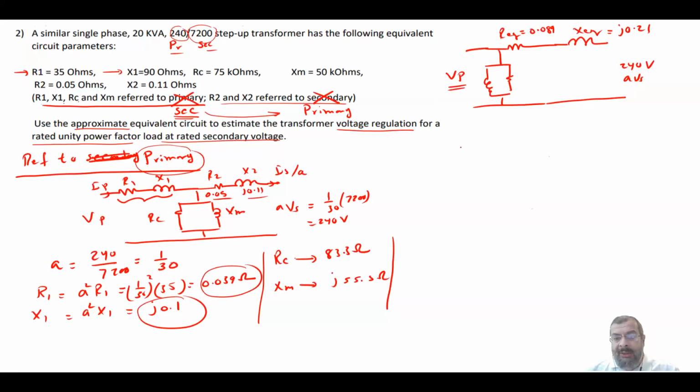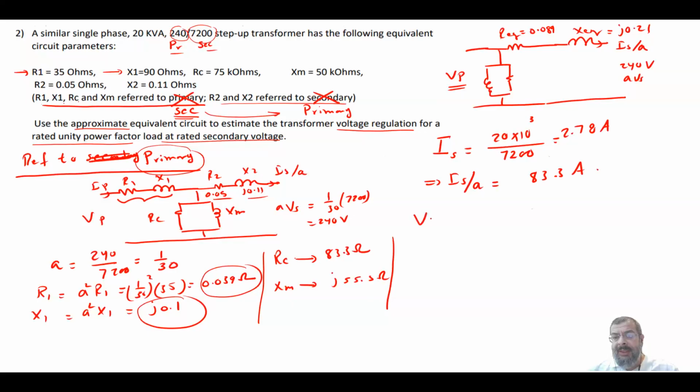So I need to find the current. The current I in the secondary is equal to the rated 20 kVA divided by the actual voltage of the secondary, which is 7,200, and this will give you 2.78 amps. The angle, of course, will be 0 because it's unity power factor. Now, this current is not Is, it should be Is over a, and a is equal to 1/30, so Is over a will be equal to a total current of 83.3 amps.